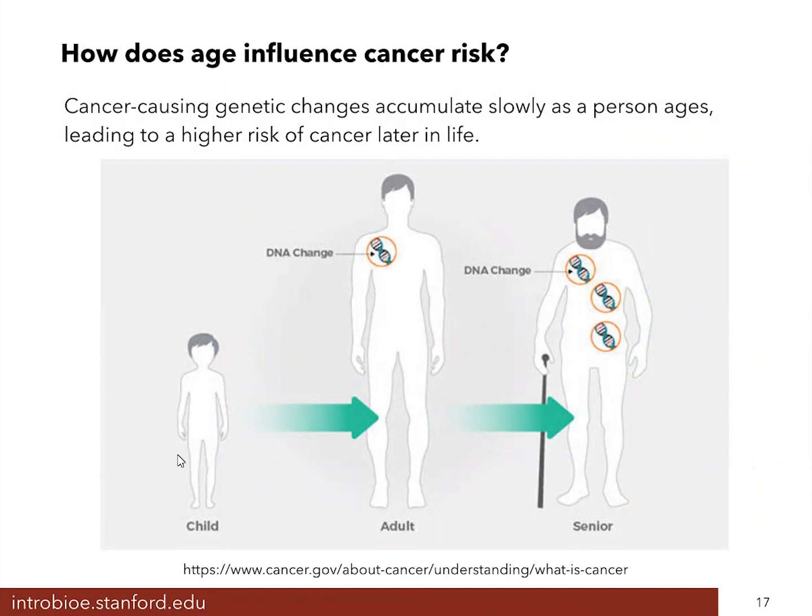So here's just a cartoon example showing a child who has had very limited exposure to harsh chemicals, to viruses, has had less cell division because he just hasn't grown that much. And as this child ages, they may encounter more and more DNA damaging agents in their environment and start to accumulate some mutations. And that process just accelerates as the person ages. And so your risk of cancer later in life is greater because you have had so much more exposure to things that may be damaging your DNA.